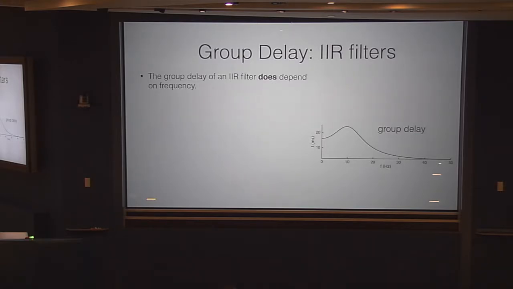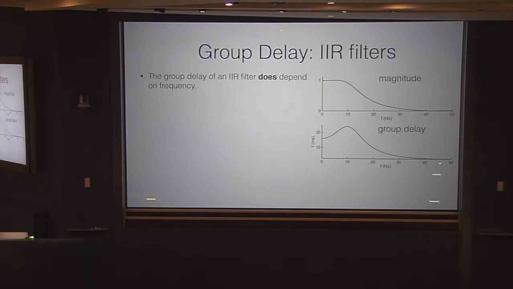IIR filters, or filters with feedback. These are a little bit nastier because the group delay is not constant across frequencies, but actually depends on the frequency. That's not necessarily bad, but it does mean you have to be a little bit more careful. It matters what kind of filter you're looking at. So in this case, this is the group delay of a particular low-pass filter.